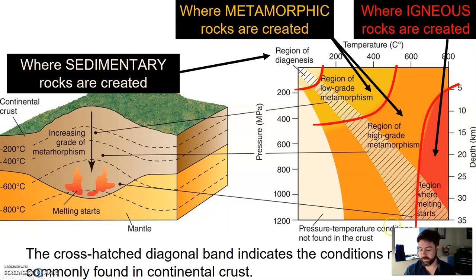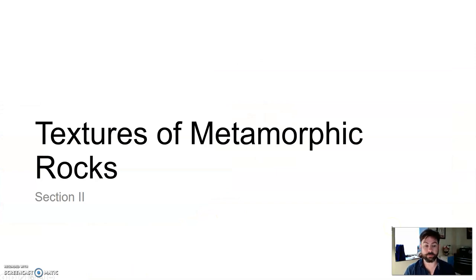Okay. Well, with that being said, we'll take a pause here. So that's just kind of what metamorphism is, the grades of metamorphism, the conditions under which metamorphic rocks are created, low grade versus high grade. Diagenesis are sedimentary rocks. When things melt, that's igneous rocks. We're in that in between. We're looking at metamorphic rocks.